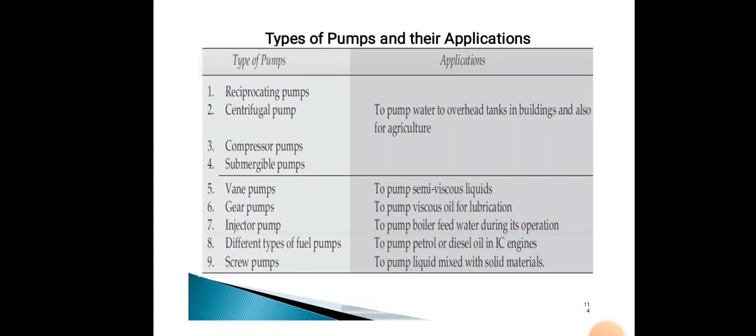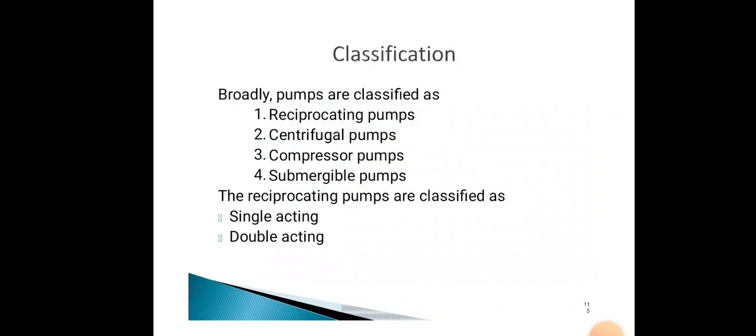Vane pumps are used to pump semi-viscous flow. Gear pumps are used to pump viscous oil for lubrication. The injector pump is used to pump boiler feed water during this operation, and different types of fuel pumps are used to pump petrol or diesel oil in IC engines, and screw pumps are used to pump liquid mixed with solid materials. Next, classification of pumps.